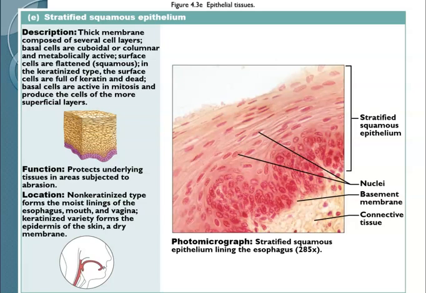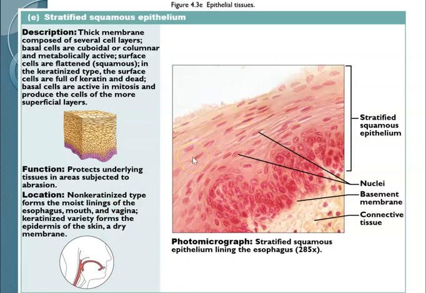All of these have stratified squamous epithelium, and it's called non-keratinized, and then we'll cover in the next chapter the keratinized form, which is in the top layer of our skin, the epidermis of our skin. There the difference will be the cells on top are actually dead cells, so they will not have nuclei.